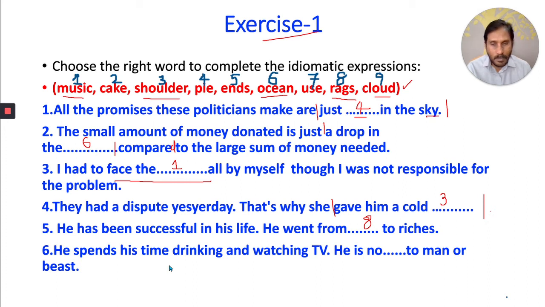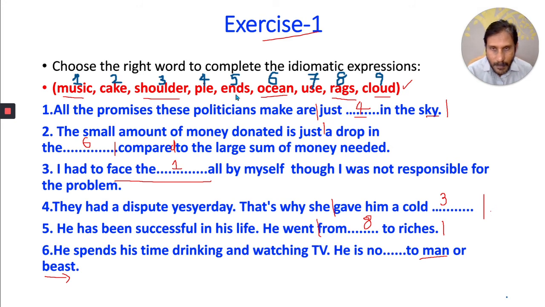Okay, you got this point, rags to riches. From rags to riches is the actual idiom. The last one, he spends his time drinking and watching TV. Most of them waste his time. Generally, a person who watches TV hours on end is called a couch potato. But he is no dash to man or beast. He is no more useful to either his fellow beings or to beasts or animals. He is of no cake.